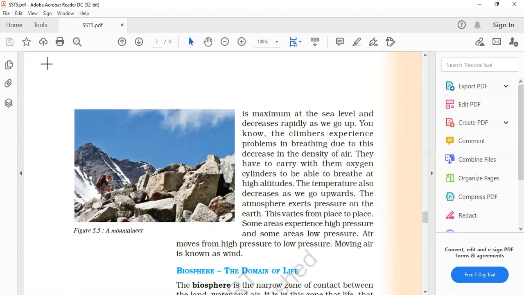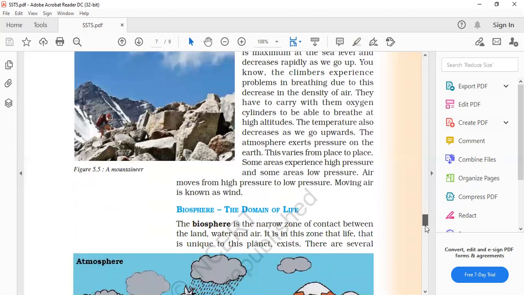So you can get this picture and you can be asked to explain the picture. So what is your answer? Your answer will be this: the climber experiences problems in breathing due to this decrease. Okay, this paragraph is your answer.